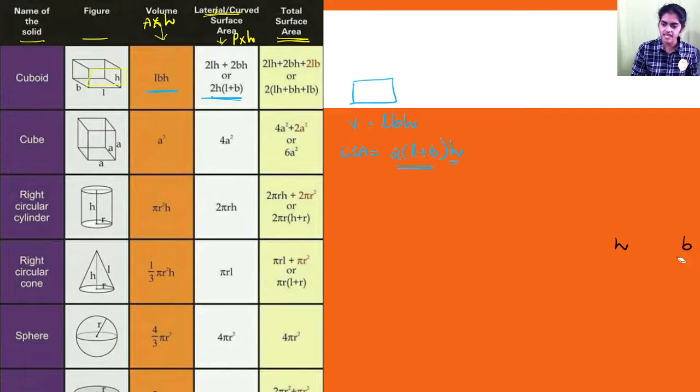Now in the questions, if they ask you to find the cost of painting your room, will you find the total surface area or the lateral surface area? Painting the room, you will find the lateral surface area.